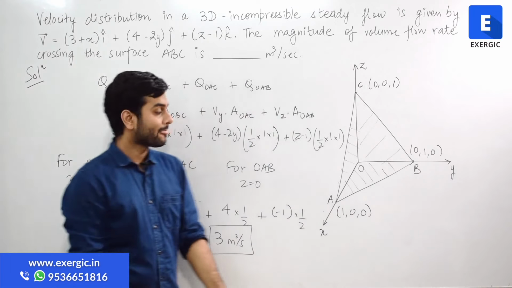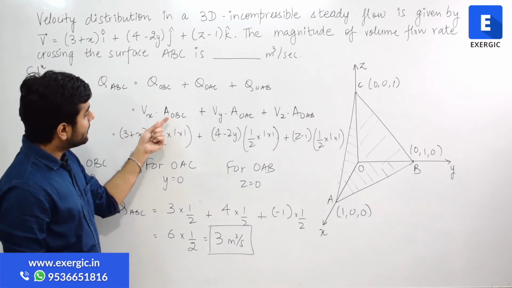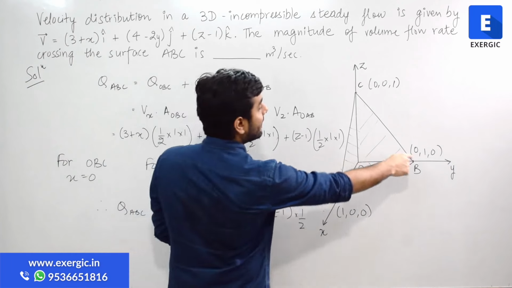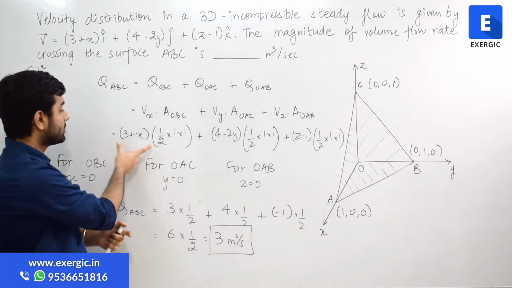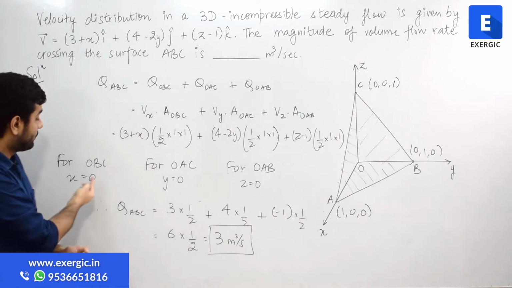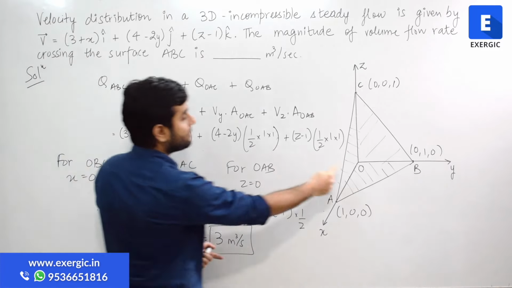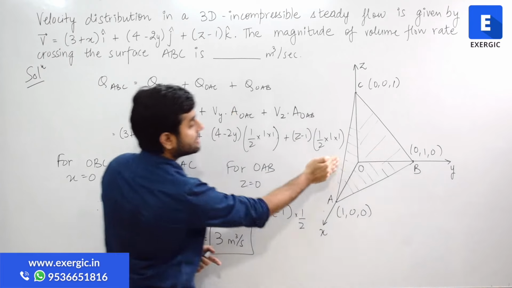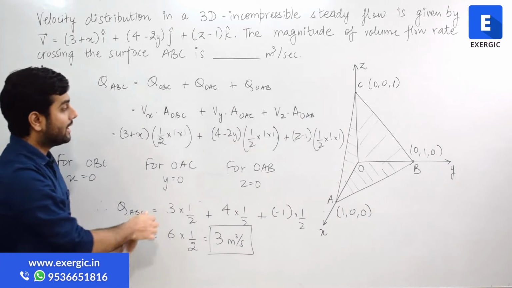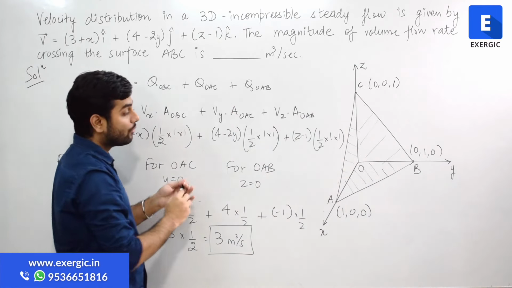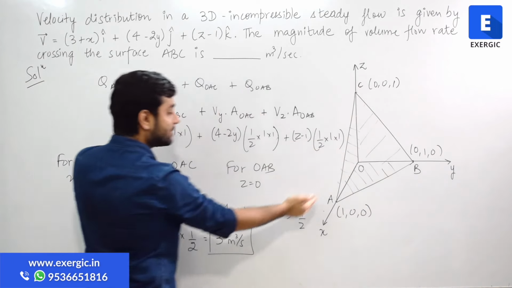Right or not? Here we need to have which plane? OBC plane, which is YZ plane. So x will be 0. For OBC plane, x is 0. Similarly, for OAC plane, y is 0. And similarly, for last OAB plane, z is 0.